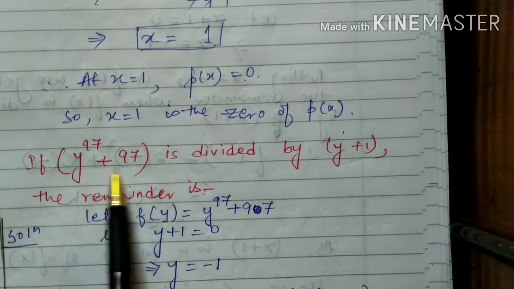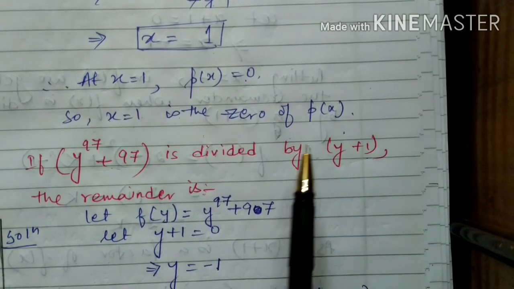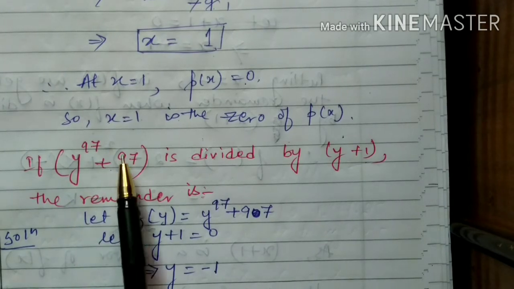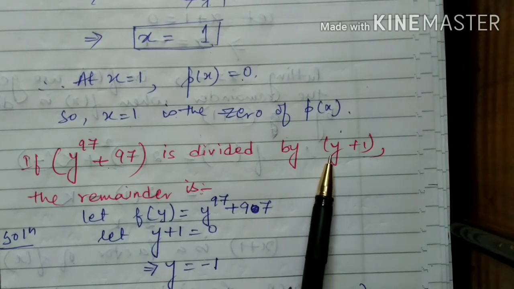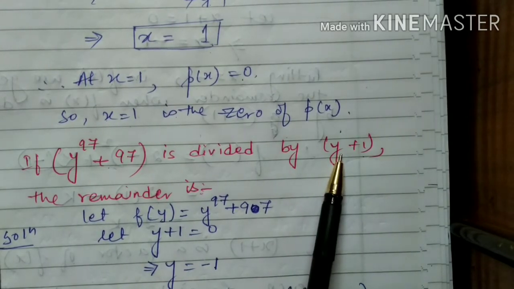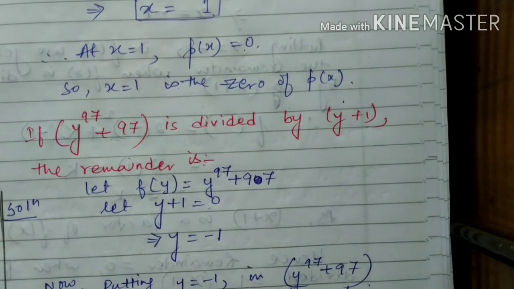Here it is the dividend and this is the divisor. Whenever this type of question comes, that what should be divided by this, or what must be added with this so that it is divisible by this, or what must be subtracted so that it is divisible by the divisor, then you should always remember that they are talking about the remainder. So here we have to use the remainder theorem a little bit.